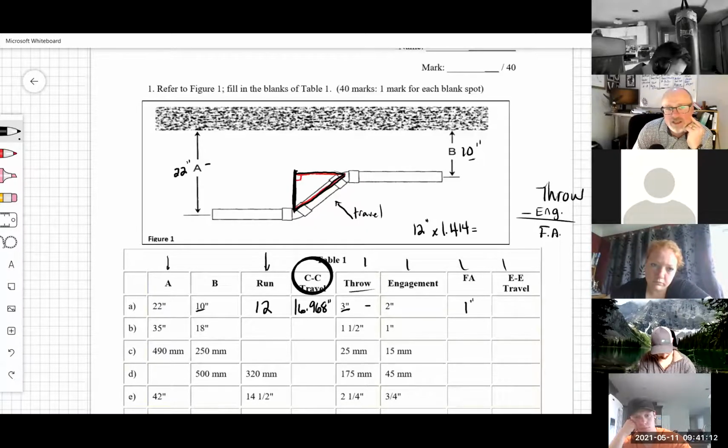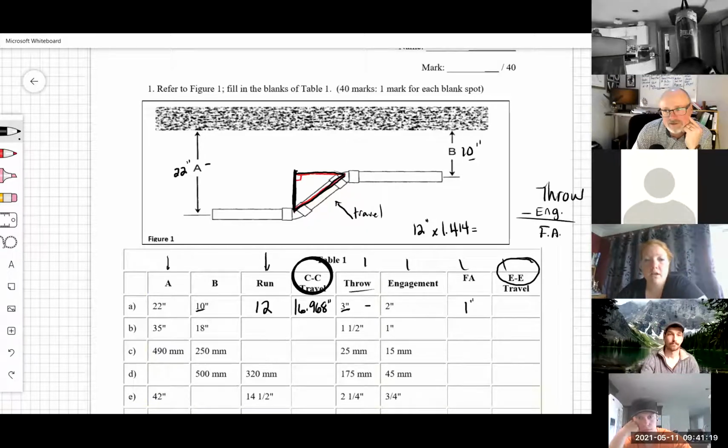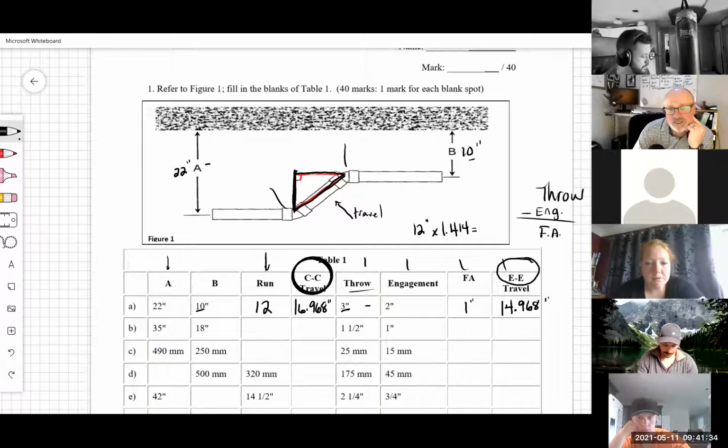So what would be my end to end measurement? 18.968. How many fittings do we have? 2. We have 2 fittings. So we have to take 2 fittings off of the 16 to get 14.968. Okay.